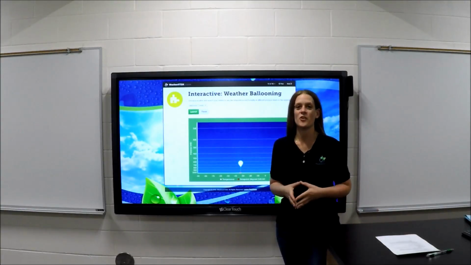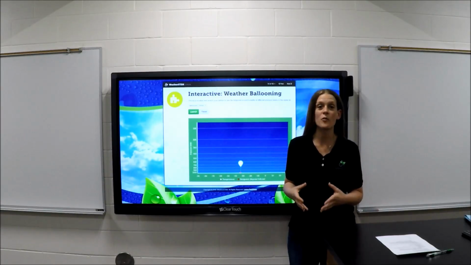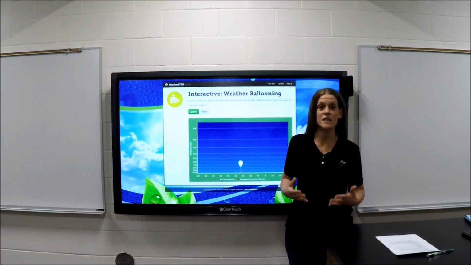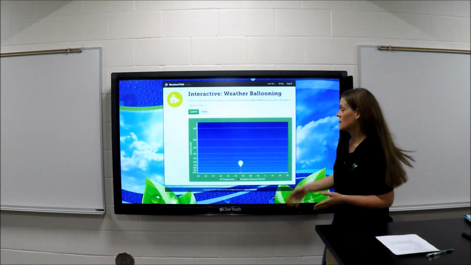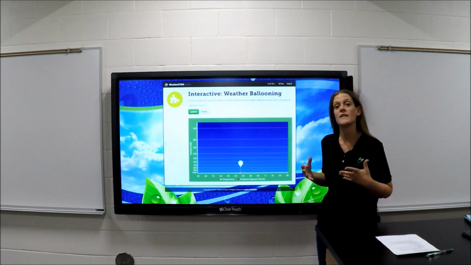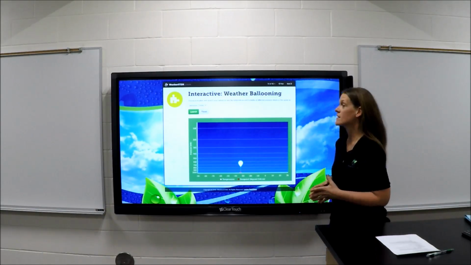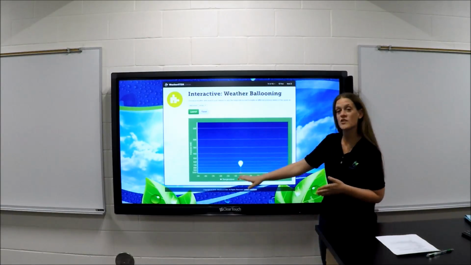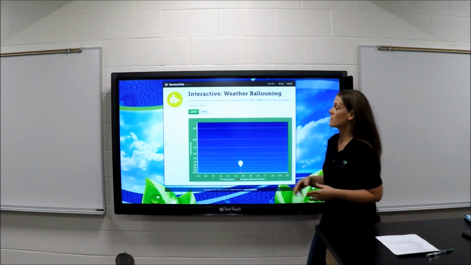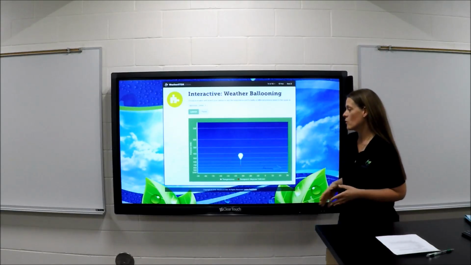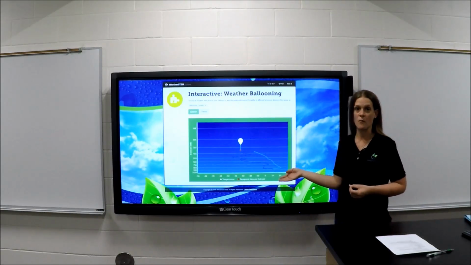We're now going to show you a demonstration of what the weather balloon data looks like when it comes in from a weather balloon. This particular illustration is going to show you how temperature and dew point would map as it's going up in the atmosphere. So first we start with our weather balloon at the surface. And after we launch it, we start to see data coming in from the weather balloon.